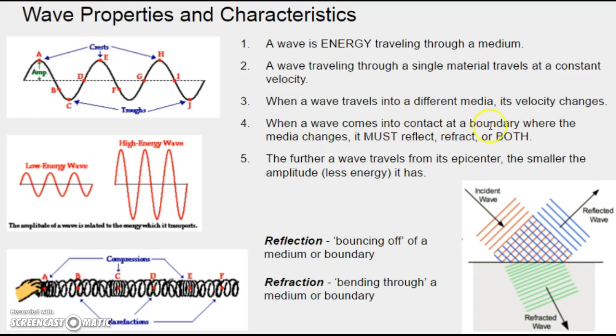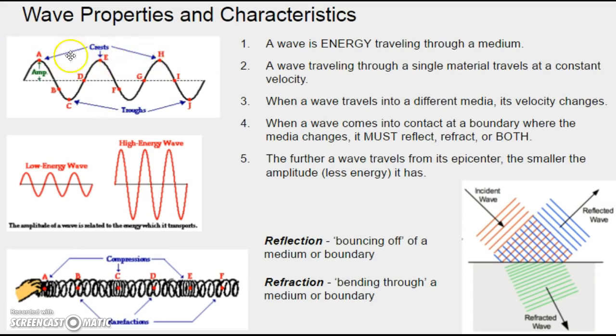When a wave comes into contact with the boundary, where the media changes, it must either reflect, refract, or actually can do both. And the further a wave travels from the epicenter, the smaller the amplitude, or the less energy it has. So here are some wave properties we can look at. We can call these up here at the top.